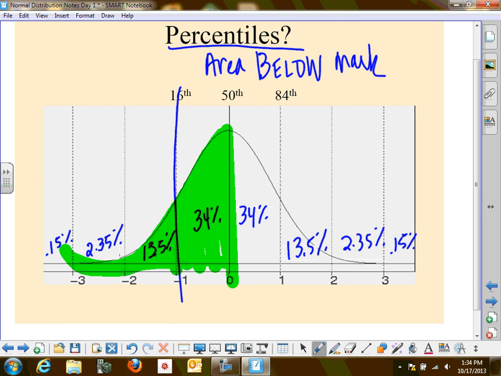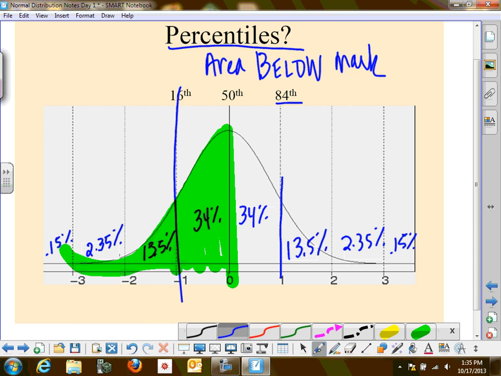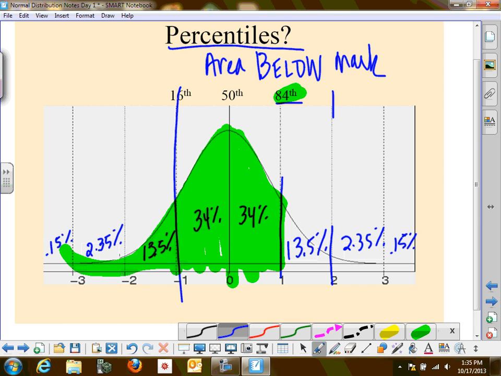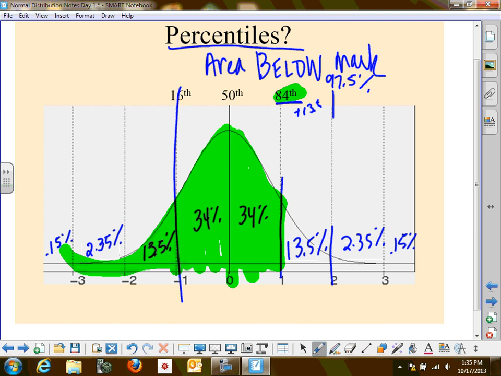Likewise, how is this number of the 84th percentile achieved for this value right here? 50% plus this 34% is how you achieve this 84th percentile. So what percentile is this mark right here? Yeah, 97.5. Very good, because if you add 84 plus the 13.5, you come to the 97.5 percentile. Okay, good. So percentile is that area below you.